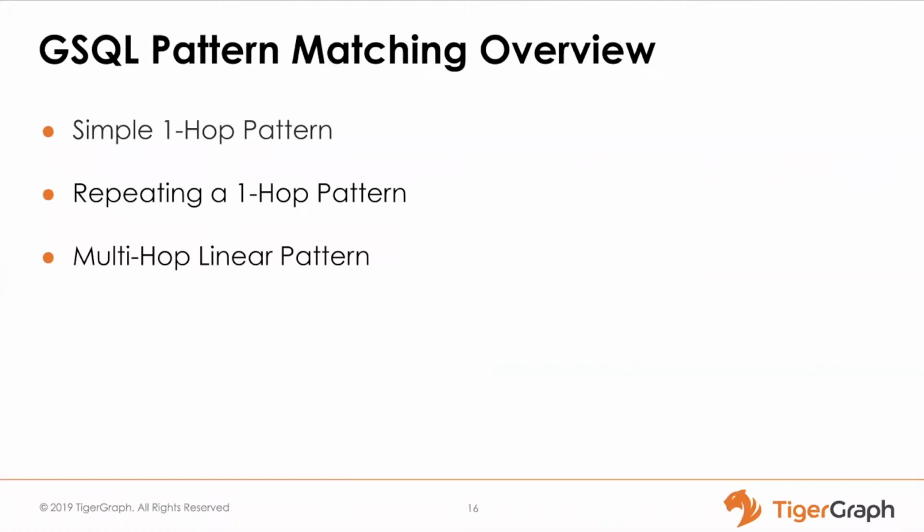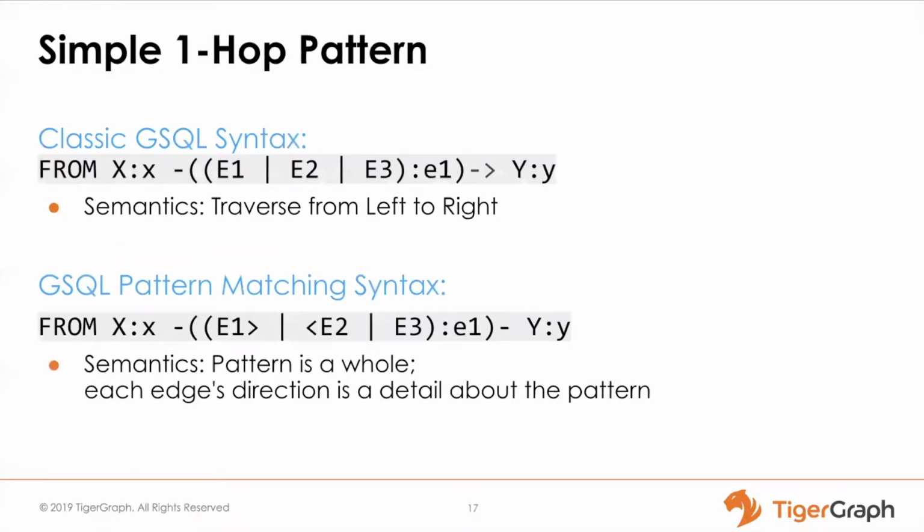I'm going to start from very basic syntax elaboration, and then we can go to more complex problem solving in the end. I start with a simple one-hop pattern, then I will show how to write a repeating simple one-hop pattern, and then I'm going to introduce the multi-hop linear pattern. A simple one-hop pattern means that in the FROM clause of GSQL, you can specify one edge type connecting the source and target.